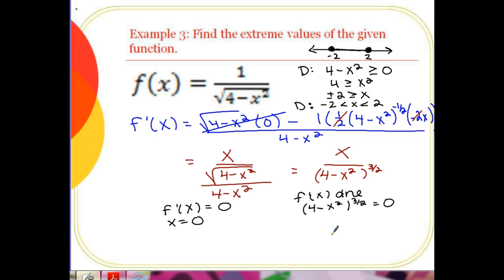How do you get 4? Well, it's x squared, so you need 2. So we get x equals plus or minus 2. But what do we know about plus or minus 2? It's not included. It's not in my domain.